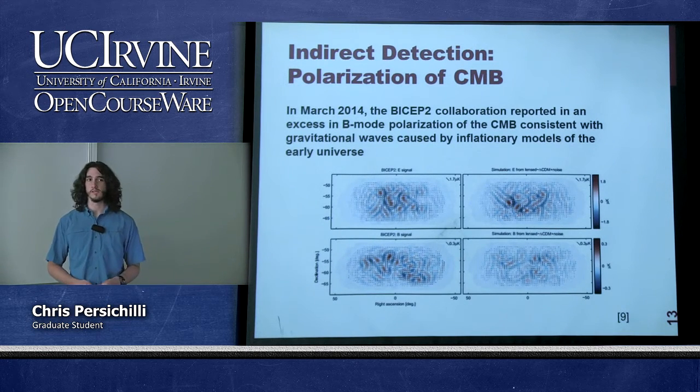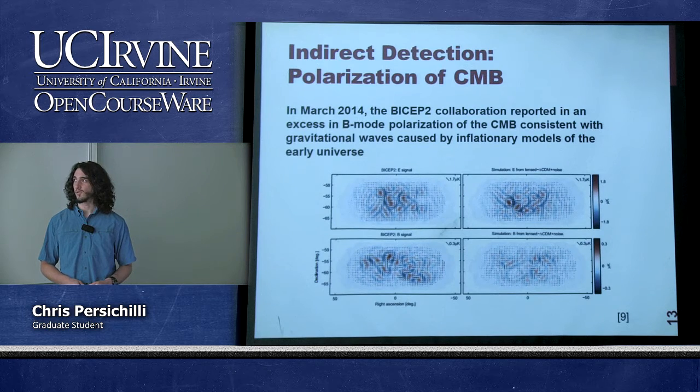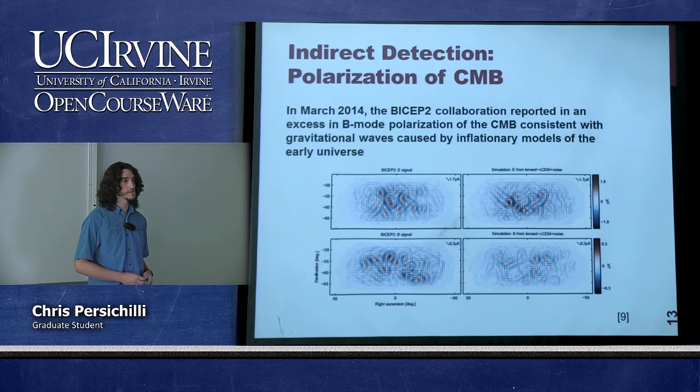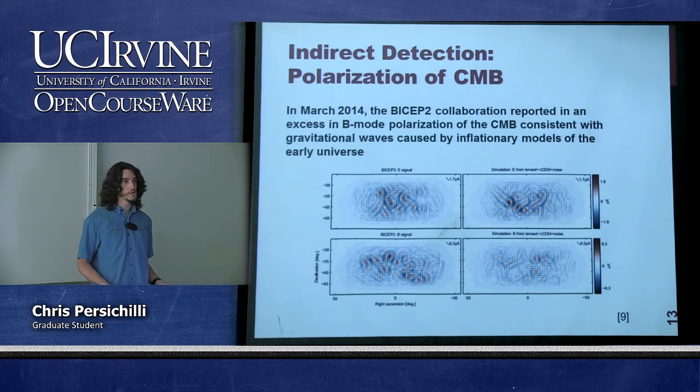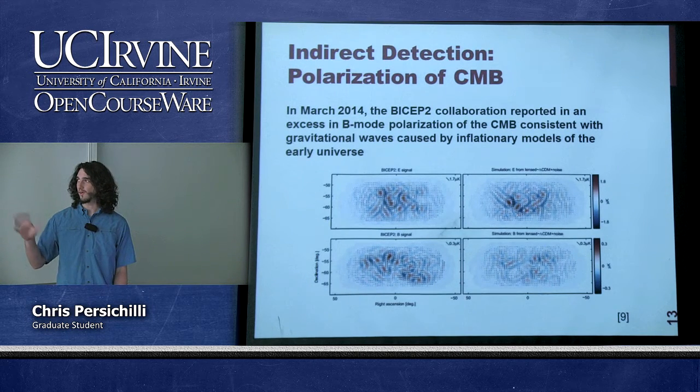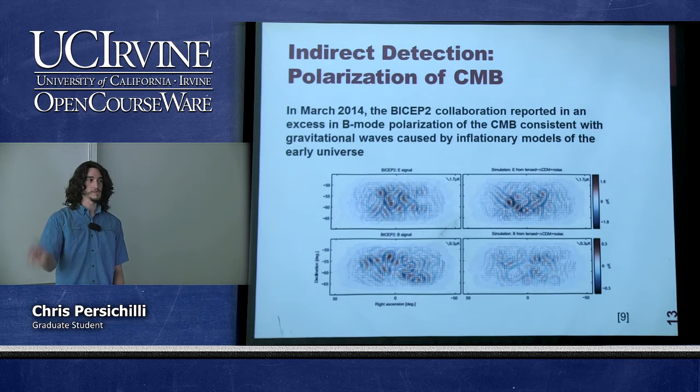And then another indirect detection technique is for looking at the different polarization modes of the cosmic microwave background. So this is the BICEP2 result that's been in the news recently. B mode polarization is like the curl of the polarization. You can sort of deconvolve the polarization field into components that are due to the gradient of a scalar field and then these curl components. And those curl components are the B mode.